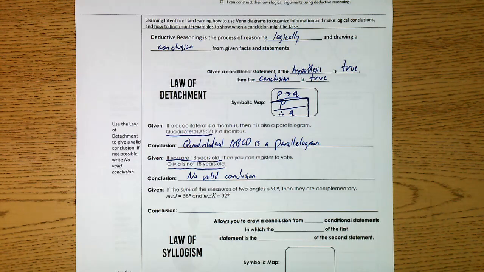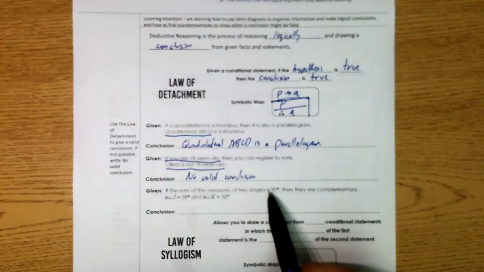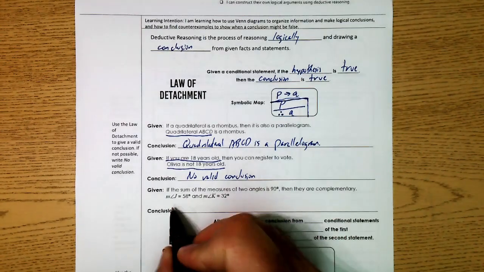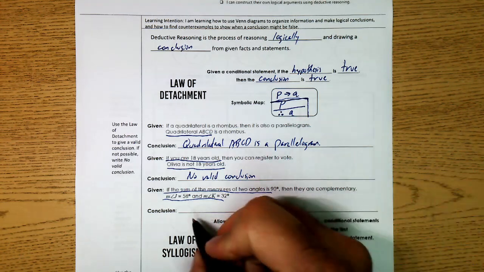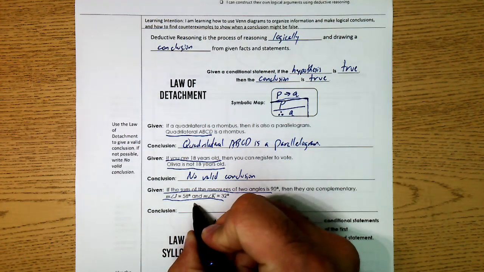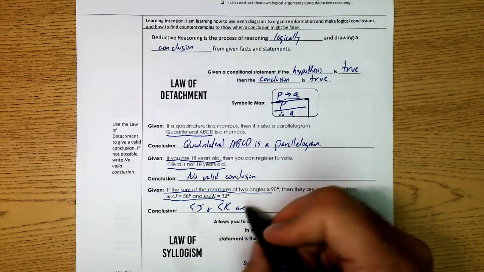Is 58 plus 32 90? I hope you're saying yes. So, our statement, 58, 32, we add those together, we get 90. This and this are true. So we can say that angle J and angle K are complementary.